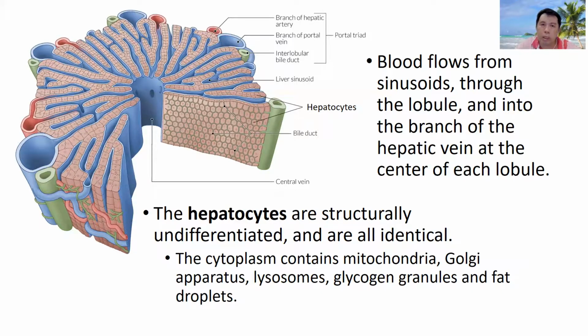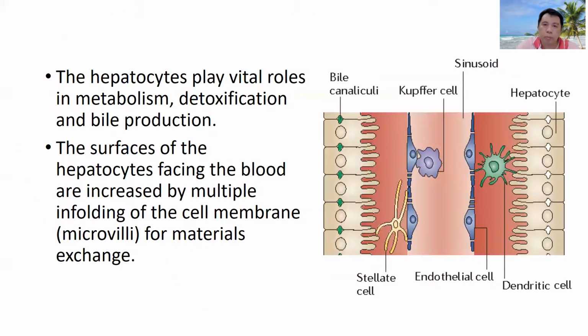Lysosomes. One of the functions of the liver cell is to detoxify, therefore they have lysosomes. And liver cells store a large amount of glycogen, therefore they have a lot of glycogen granules, and fat droplets as well.